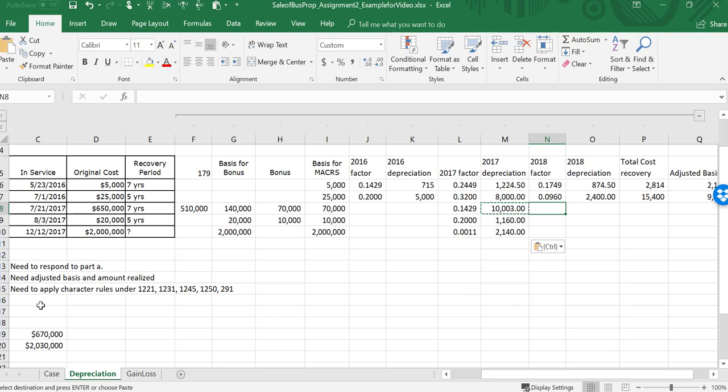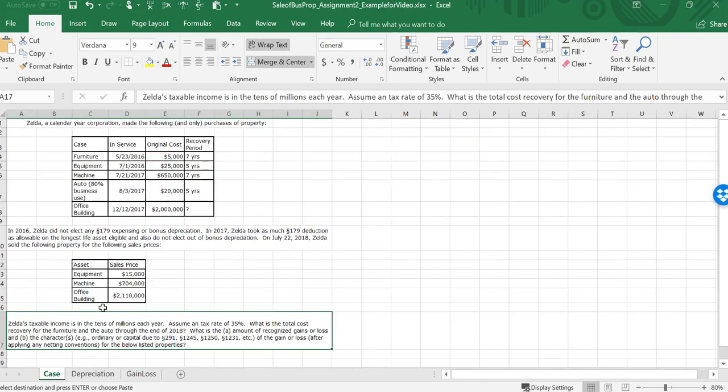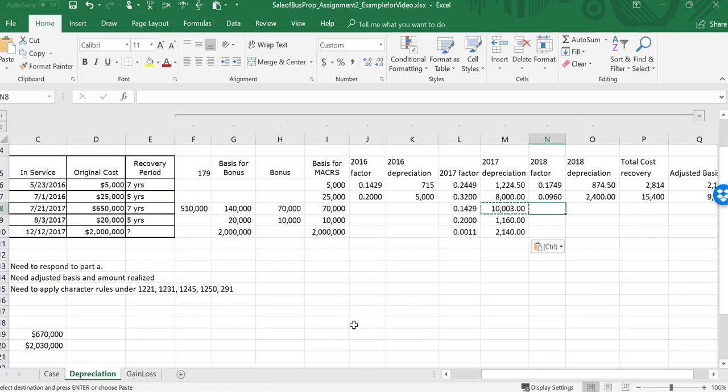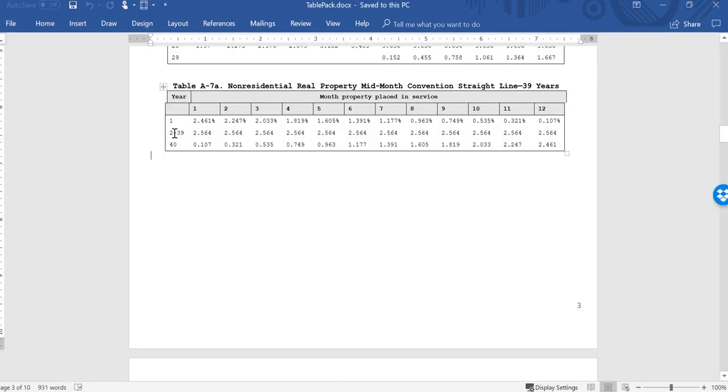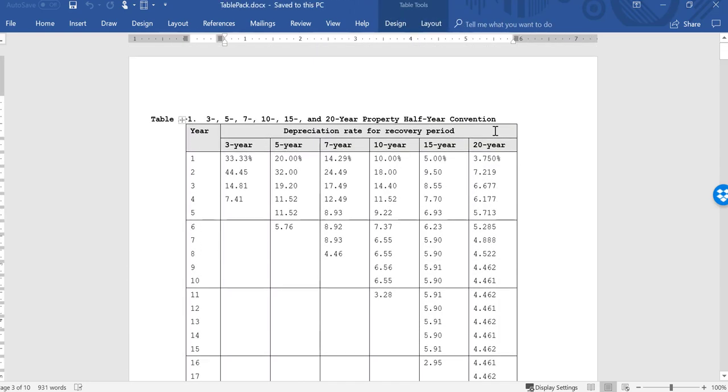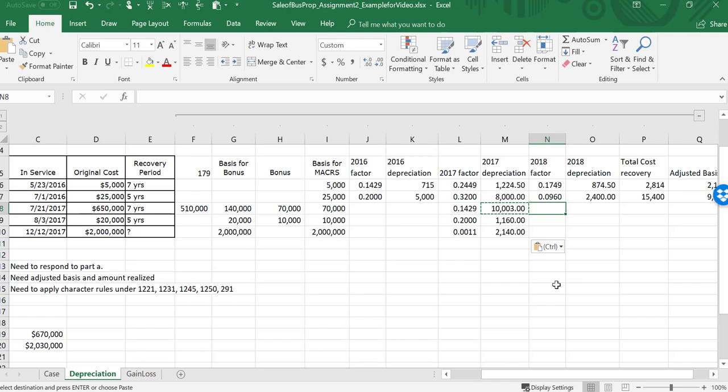Okay, I have a similar problem. Recall that I sold some of these properties. I sold the machine and the office building partway through the year, which means they're not going to get the full year's depreciation. But in any event, we can go get the full year's depreciation rates because we need them. So year 2, December, 2.564. And for 5 and 7, the same 32 and 0.2449. Okay, so now we can plug these amounts in, 0.2449, 0.32, 0.02564. There we go. So that's a full year.